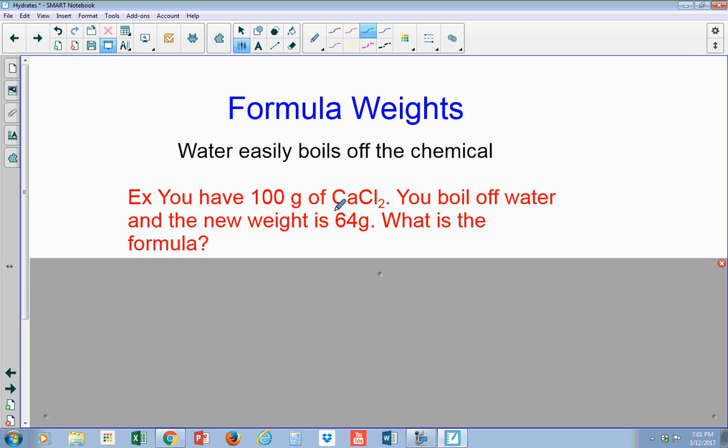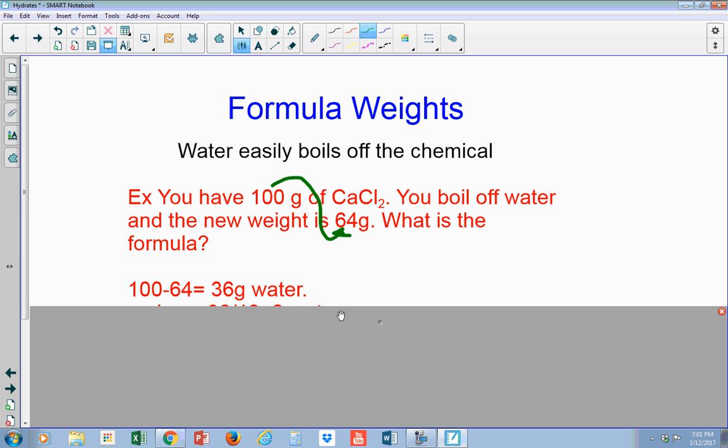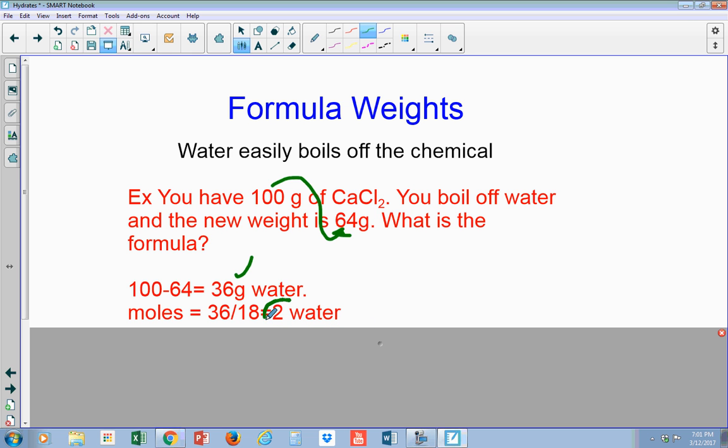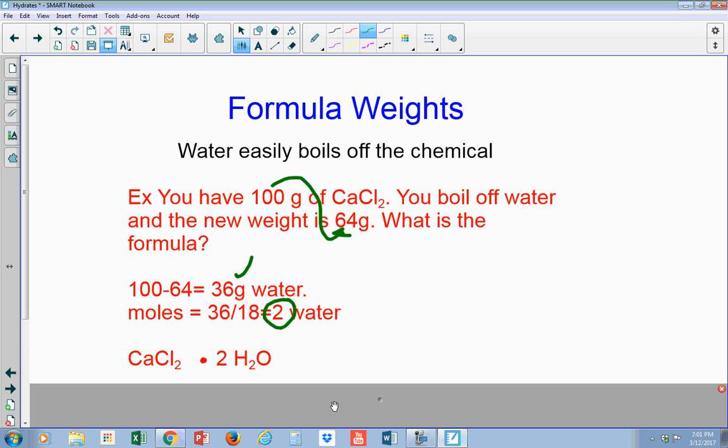And then I go ahead and steam it. I boil it. And the new weight is 64. So it went from 100 down to 64, which means that it lost 36 grams of water. I chose that number because I knew that the molar mass of water is 18. So in other words, it lost 2 moles of water, which means that the formula must have been calcium chloride dihydrate. Pretty easy to do, right?